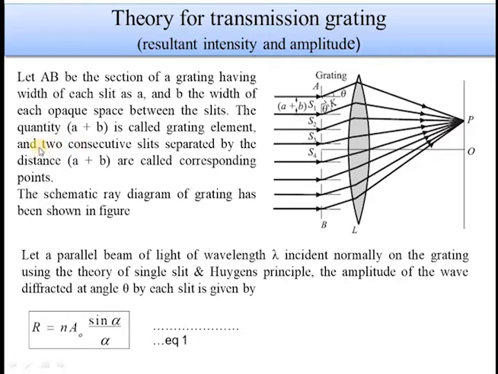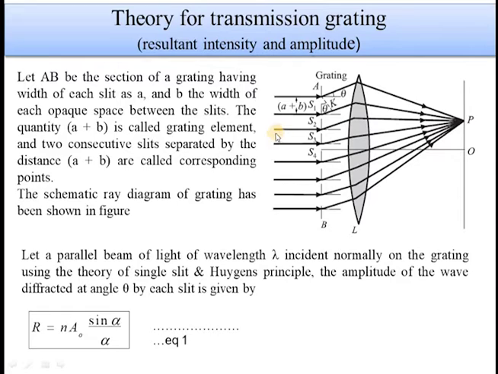That means the two consecutive slits are separated by the distance A plus B. You can see this region is A and this region is B, and again this is A and this is B. Suppose I have a slit S1 named here, and at this point a slit S2. So this is the schematic diagram of a grating element.